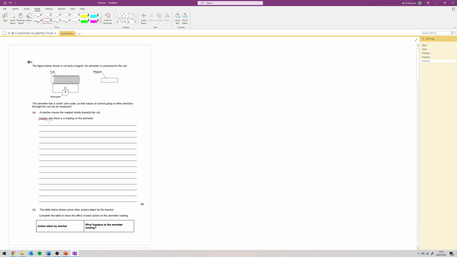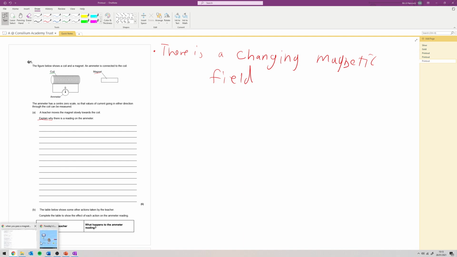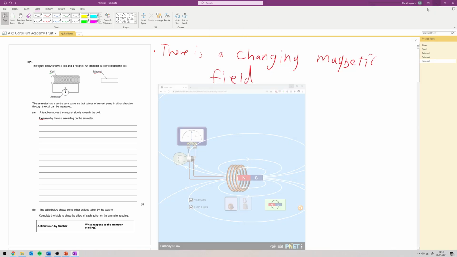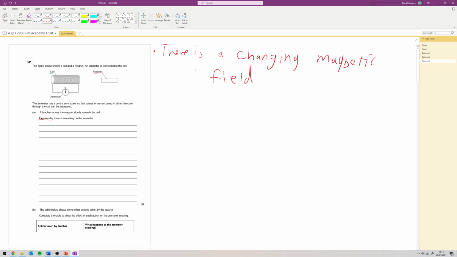So why? First of all, the reason why the ammeter moves is because there is a changing magnetic field. This actually gets you 2 marks. You get a mark for saying there's a magnetic field, but if we go back to the simulation, if I leave it in there like this, there is a magnetic field here, but nothing's happening. Why? Because the magnetic field is not changing. As soon as the magnetic field starts changing, that is when you get a reading on the ammeter. So there is a changing magnetic field. That is 1, 2.